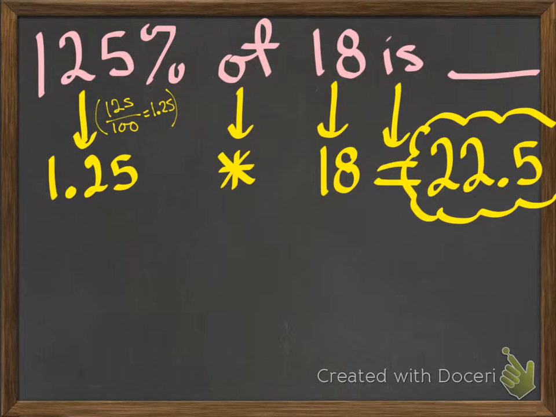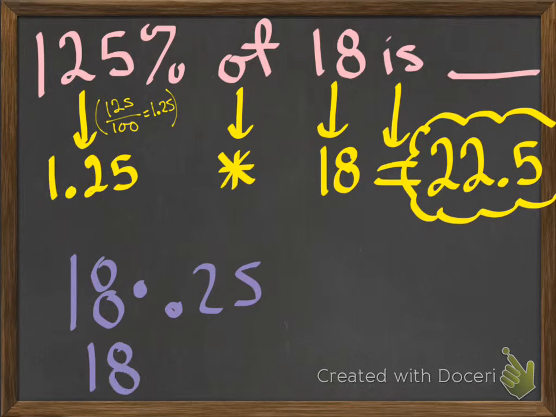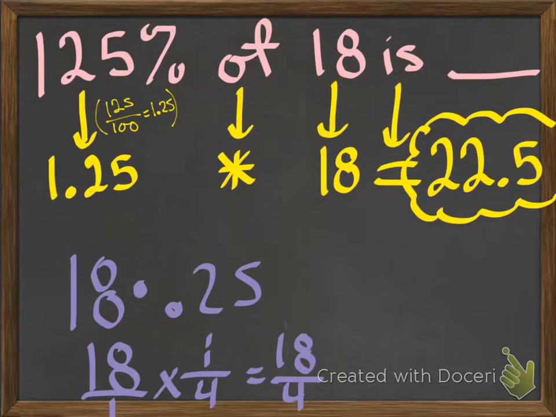And that makes sense. 125% is a little bit more than 100%, and 100% of 18 is 18, so I would expect my answer to be a little bit higher than 18. I'd expect it to be 25% higher than 18. What's 18 times 0.25? Well, that's 18 over 1. 0.25 as a fraction is 1 over 4. 18 divided by 4. Well, what's 18 divided by 4? You get 4 and 2/4, so 4.5.